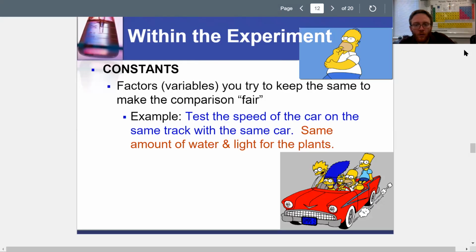All right, so same amount of water and light on plants. So you don't want to water one of them more and put more fertilizer on them, because then you're changing two things. So you want to hold the water and the light constant so that you can make sure that it's the fertilizer that matters.